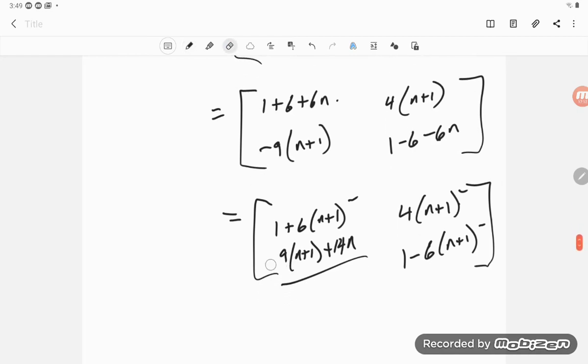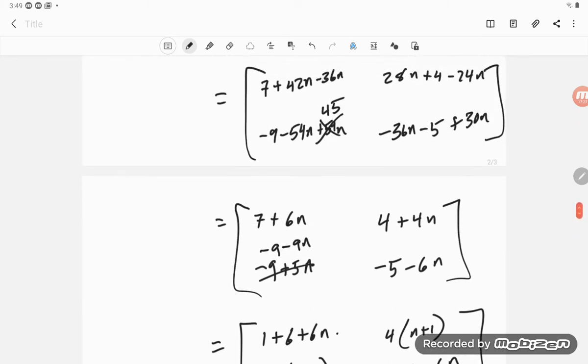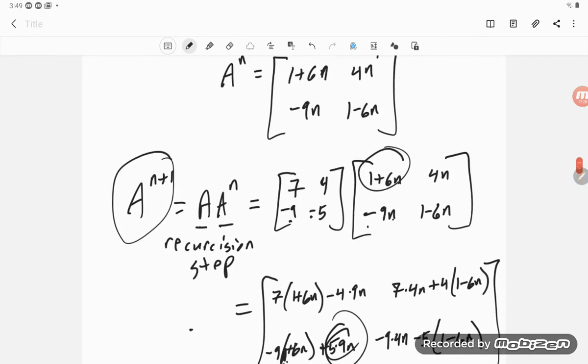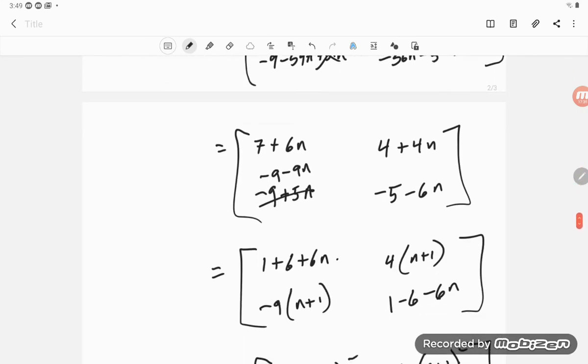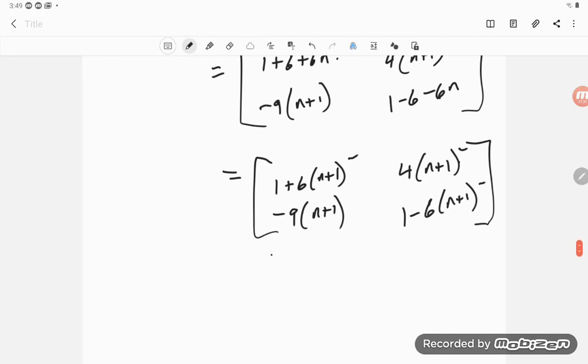And again, I'll get the right thing here. Minus 9 times n plus 1. And there we have it. We have that if it was indeed true that a to the n was this, then it turns out it is true that a to the n plus 1 is that, which is what we wanted to show.